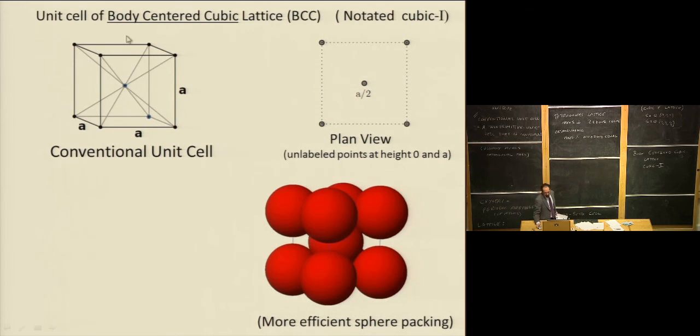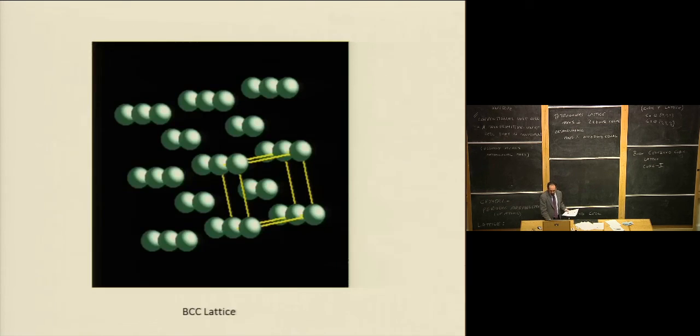If you pretend you're the guy in the middle here, then you have 8 neighbors. What's less obvious is that if you happen to be one of these guys in the corners, you also have 8 neighbors. Every point here is identical. Here's the conventional unit cell, and here's the point in the center. Now you could just as well have chosen this point to be the center of a cube, and then we would have this cube with this point in the center.